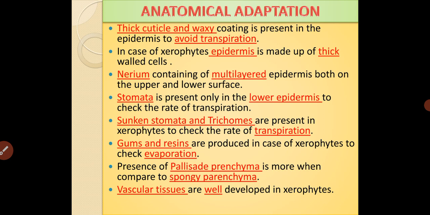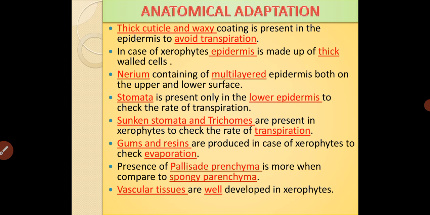Gums and resins are produced in case of the xerophytes to check evaporation. Presence of palisade parenchyma is more when compared to spongy parenchyma in xerophytes. Vascular tissues are well developed in xerophytes.